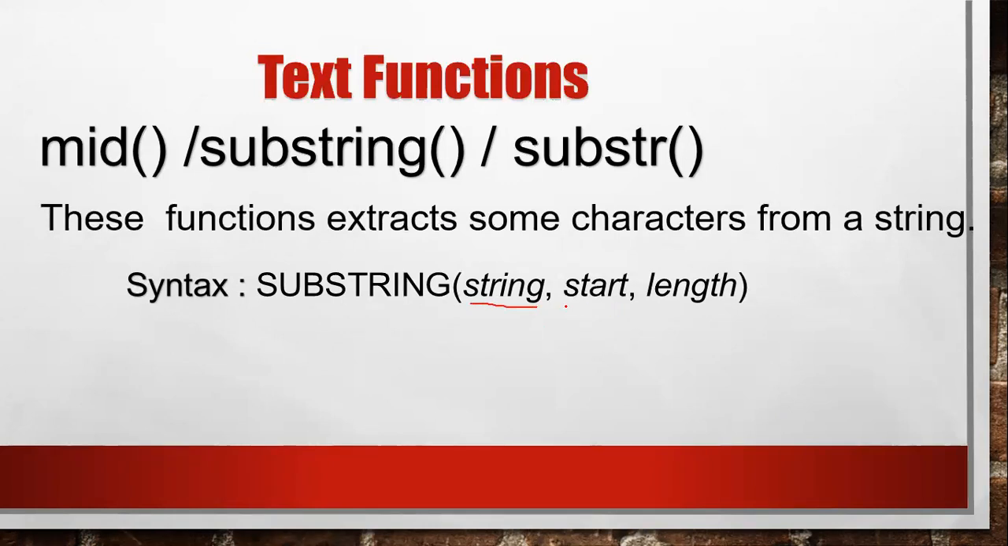And then the starting position, which means you have to specify the position number from where you want to extract the data, and length means how many characters you want to extract. Okay, so string is the main string from which you want to extract the data. Start is the position number from where you want to begin the extraction of data, and length is how many characters you want to obtain.